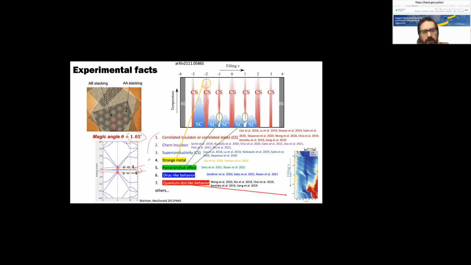Now, there are many other experiments that give you many other states of matter around these insulators and superconductors, such as strange metal, Chern insulators. Even some of these correlated insulators are thought to be actual Chern insulators, etc. And there's the Pomeranchuk effect at some higher temperatures here, and there's strange metal everywhere in these regions, etc. And there's also Dirac electron behavior noticed. There's quantum dot-like behavior noticed. It's a wealth of many body phases of matter.